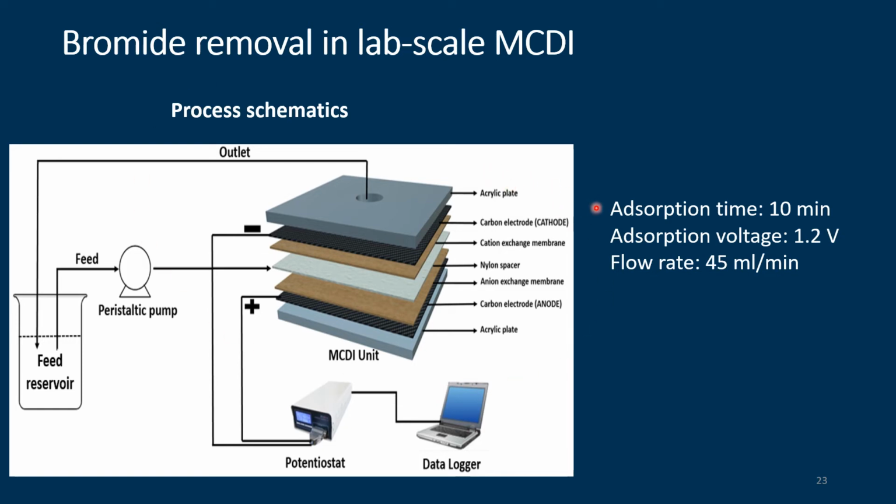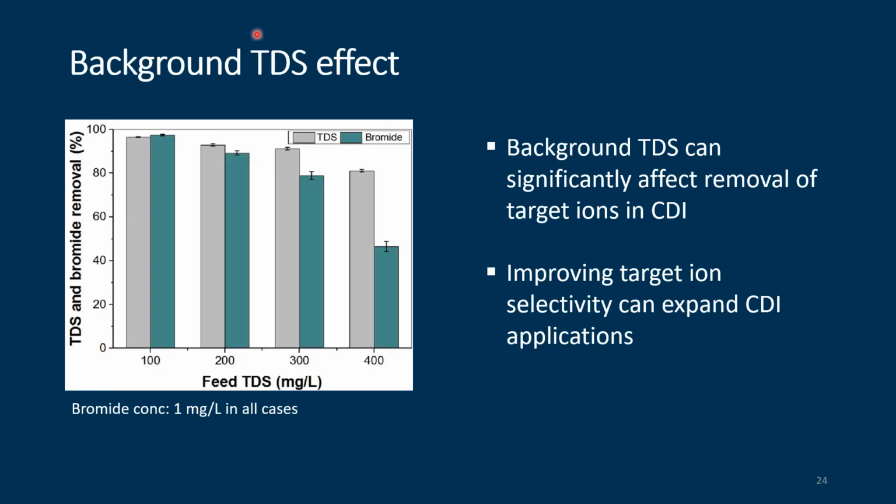For the lab scale, we utilize adsorption at 0.1 voltage and a flow rate of 45 milliliter per minute. Then we tested the TDS removal and bromide removal, at 100 gram per liter of TDS and then 400 gram per liter. When you have a high concentration of TDS, your overall bromide removal is reduced to 45% from almost 99%.